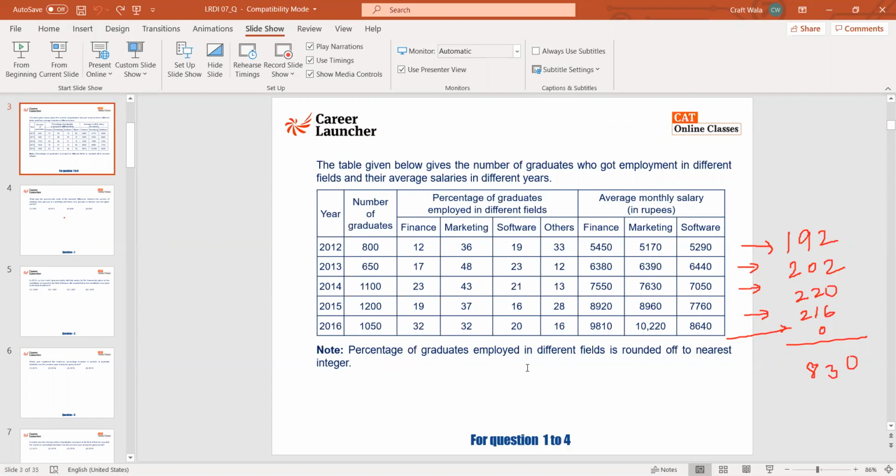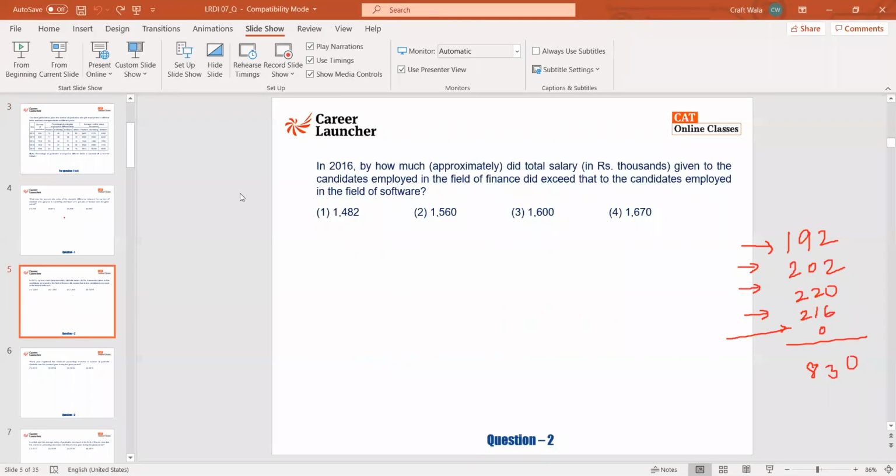And this, if I do, will give me 17, so around 1400 something. What is the answer that you guys are saying? First one. Okay, let's see. Yeah, 1400 something should be my answer. So those who calculate, you should be getting answer option 1.